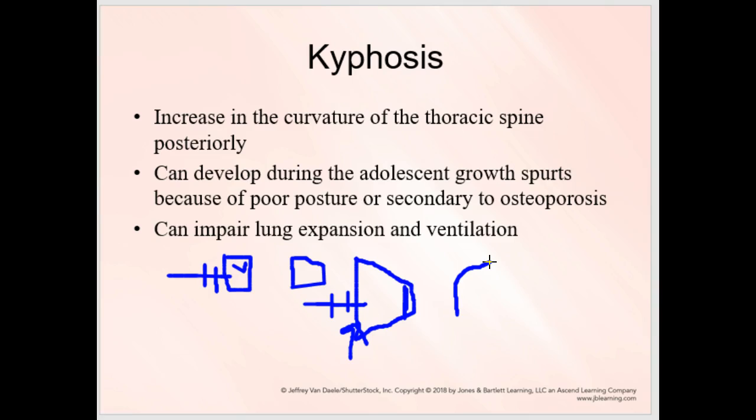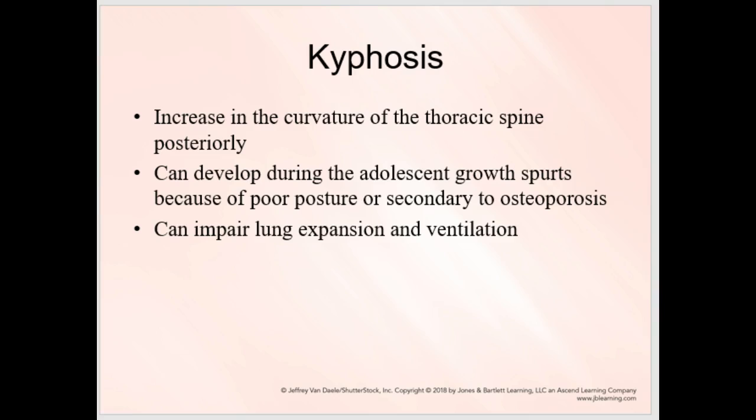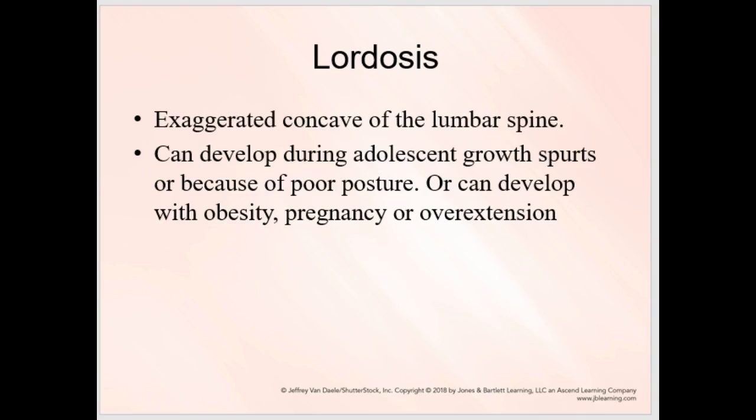You can just develop this congenitally as well. So kyphosis. So this will be an increased curve in the thoracic spine. This is compared to lordosis, which is an exaggerated concave curve of the lumbar spine. So it's when the lumbar spine hyperextends.